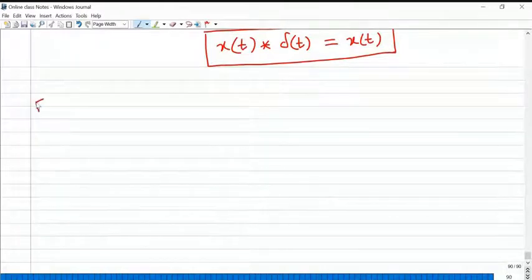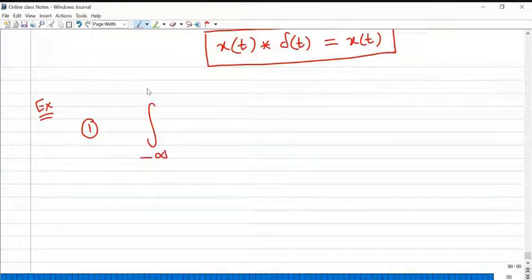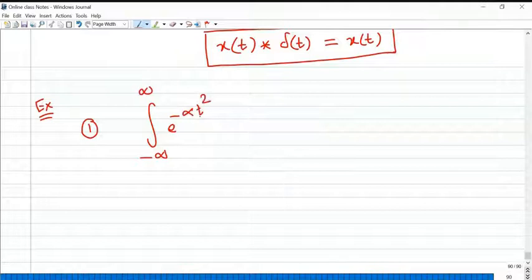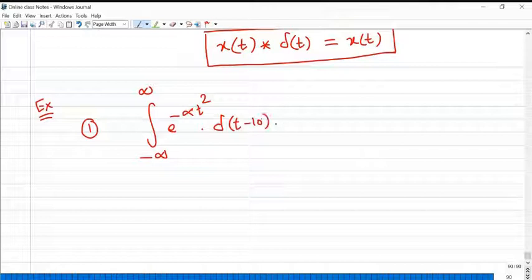Evaluate the following integrals. First example: integral from minus infinity to infinity of e to the power minus alpha t squared times delta of t minus 10 dt. How do we solve this kind of integration? If delta functions are involved, how do we do it? What do we mean by delta of t minus 10?